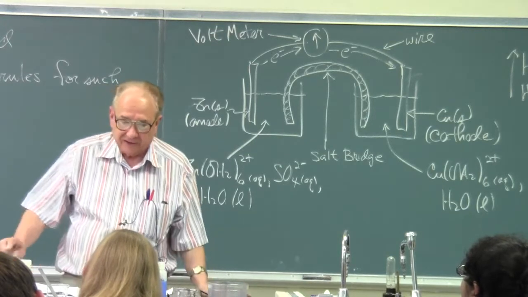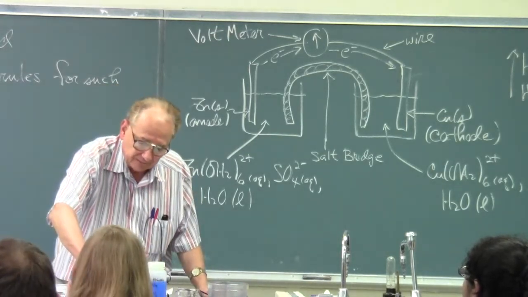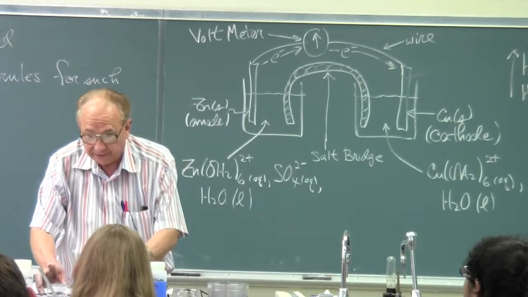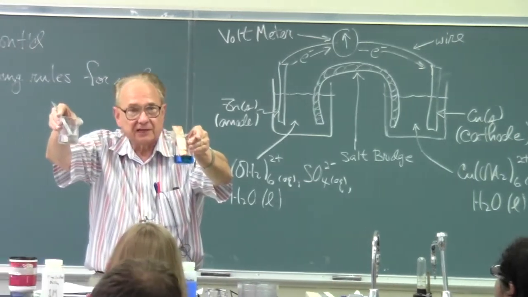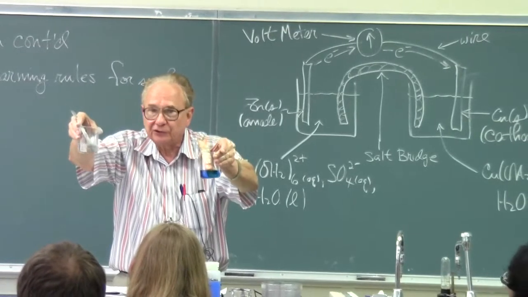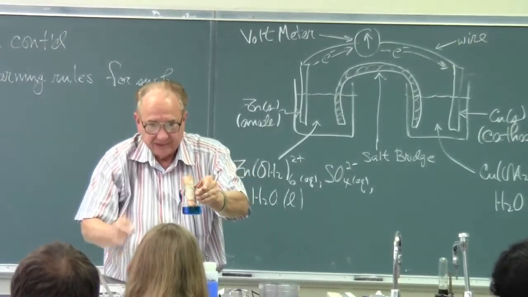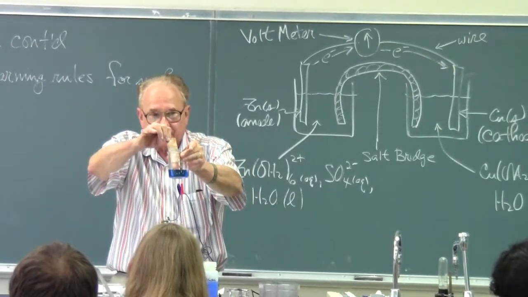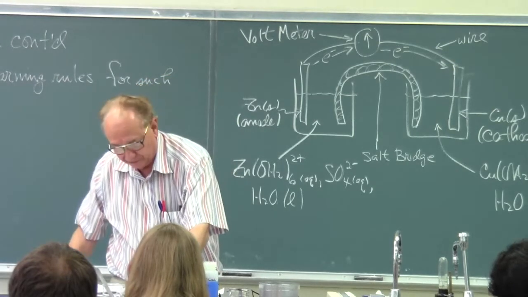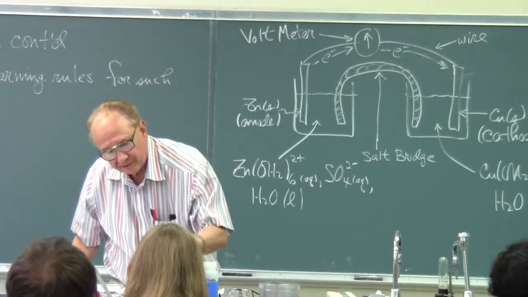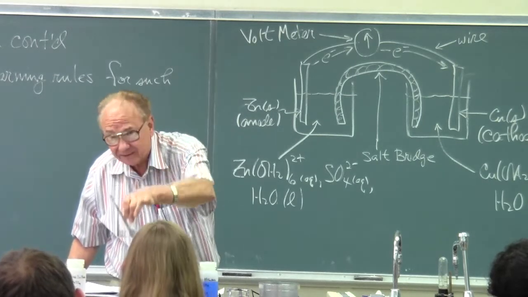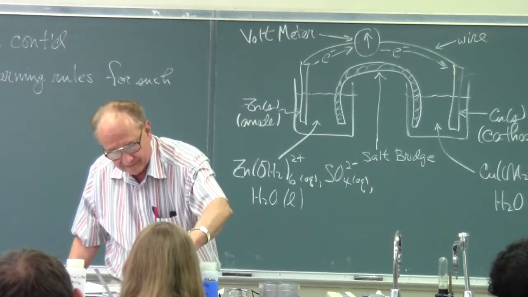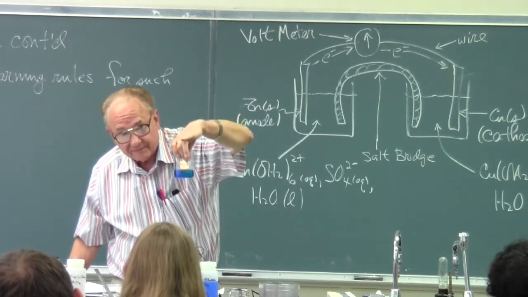Okay? So here's what I've done. I have, instead of one beaker, two beakers. One beaker containing zinc sulfate solution in which I have immersed the zinc strip. And a second beaker in which I've got a copper strip immersed in copper ion solution. Question. Any electrons flowing in this system?